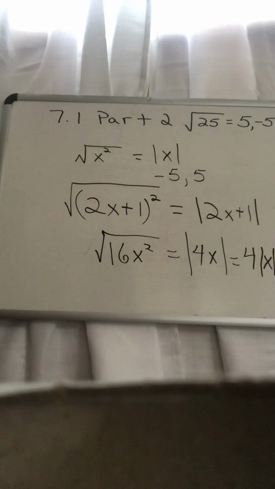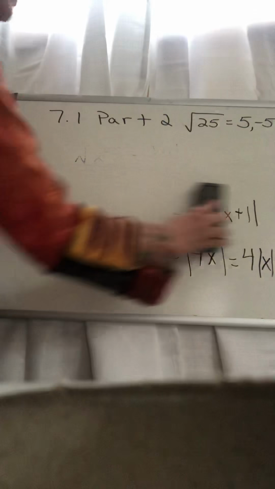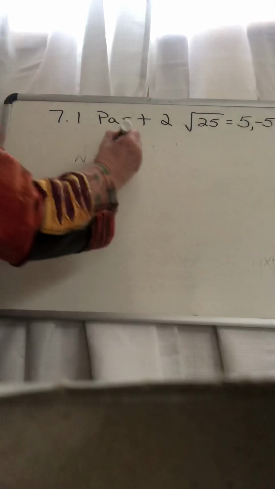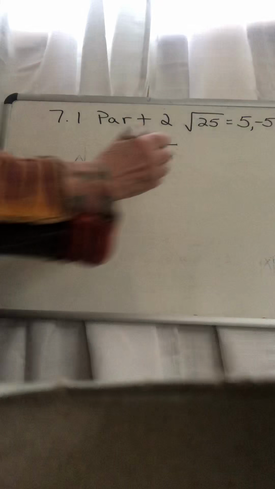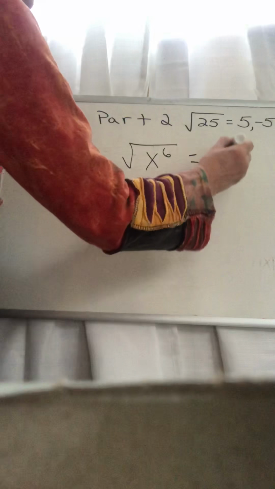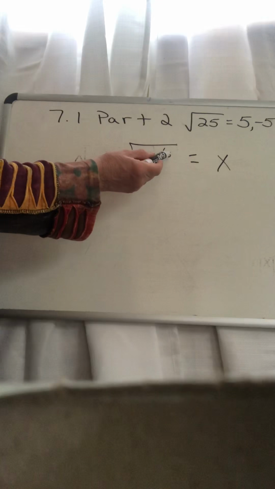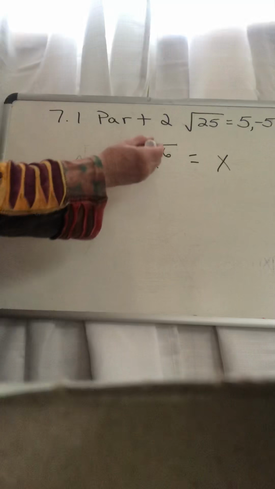All right, let's look at example 3. We need to simplify the square root of x to the 6th. We're assuming that the variable can represent any real number, which means it could be negative. So the square root of an exponent that's even is going to be half of whatever it is.